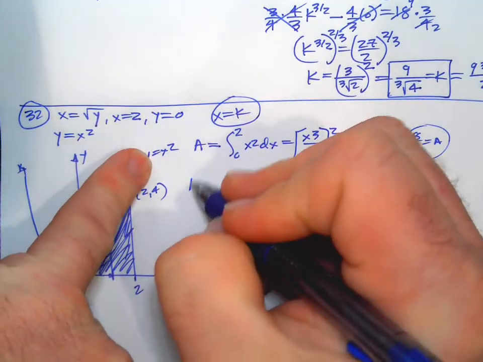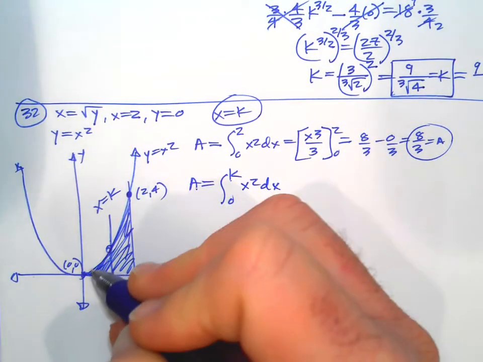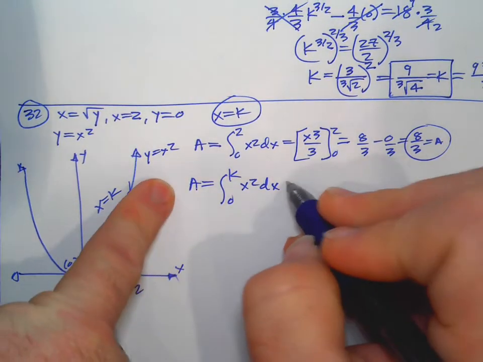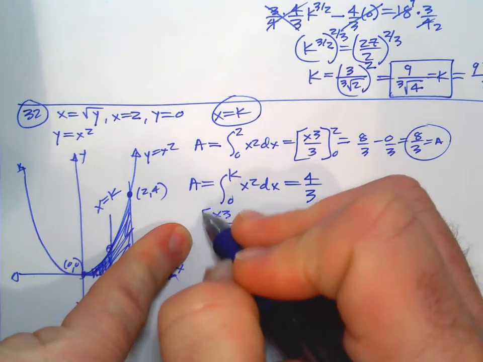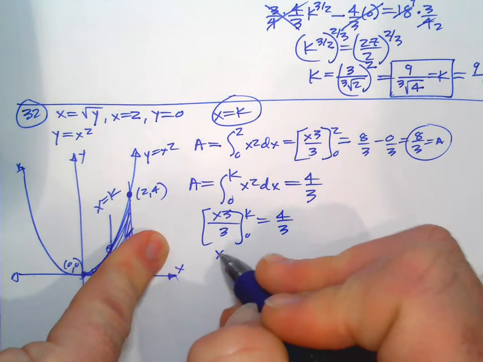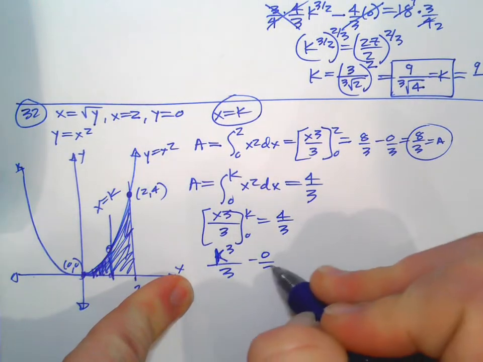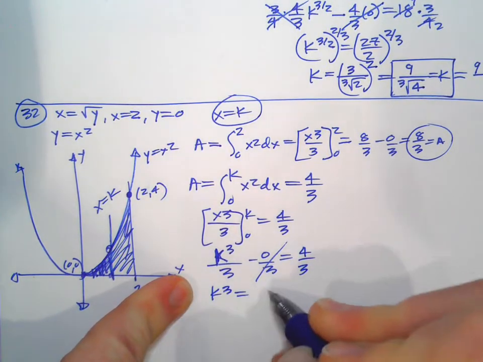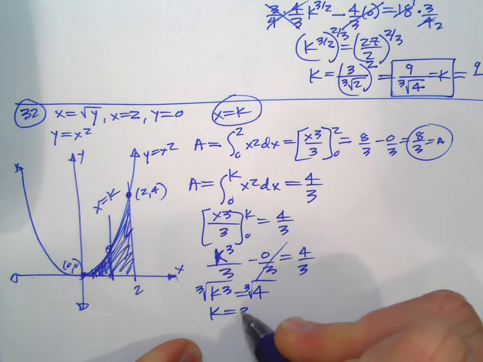And now we need to set it up to where I'd say 0 to k of x squared dx. So we want to integrate this gradually until we get to half of 8 thirds, which is 4 thirds. Right? So we're going to integrate both sides. We're going to get k cubed over 3 minus 0 over 3. Can multiply both sides by 3. And then we're going to take the cube root of both sides. No plus or minus. So k equals the cube root of 4.